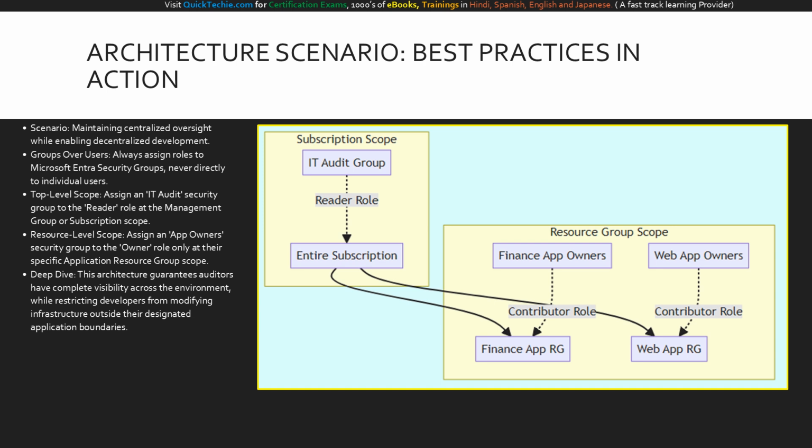Our final diagram illustrates this best practice architecture perfectly. Notice the subscription scope box at the top. The IT audit group is granted the reader role here, meaning their read access blankets the entire environment. Below, in the resource group scope, the environment is split. Finance app owners are granted contributor rights securely isolated to the Finance App Resource Group. Likewise, web app owners are restricted solely to the Web App Resource Group. It is a highly secure, perfectly scoped Azure environment.